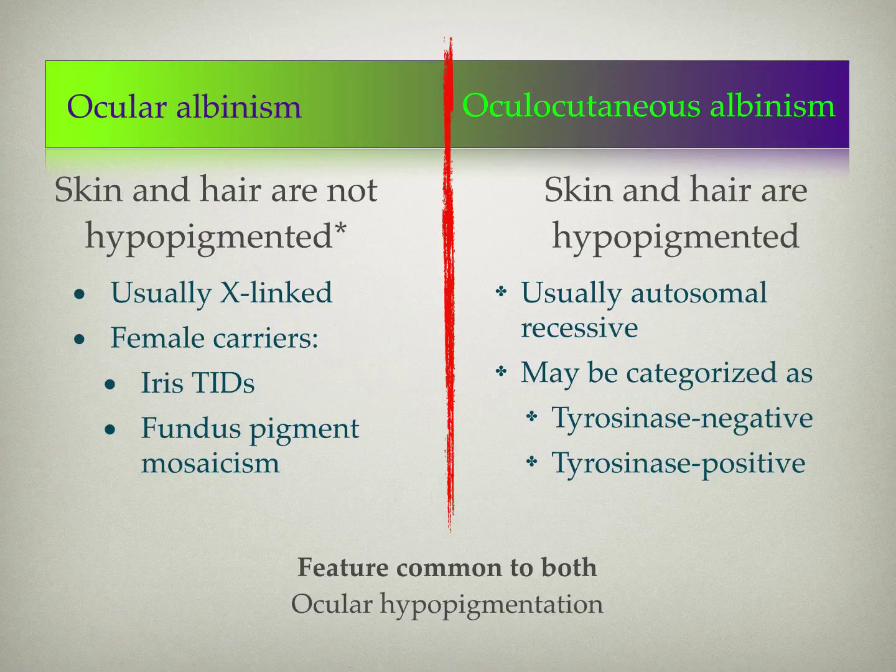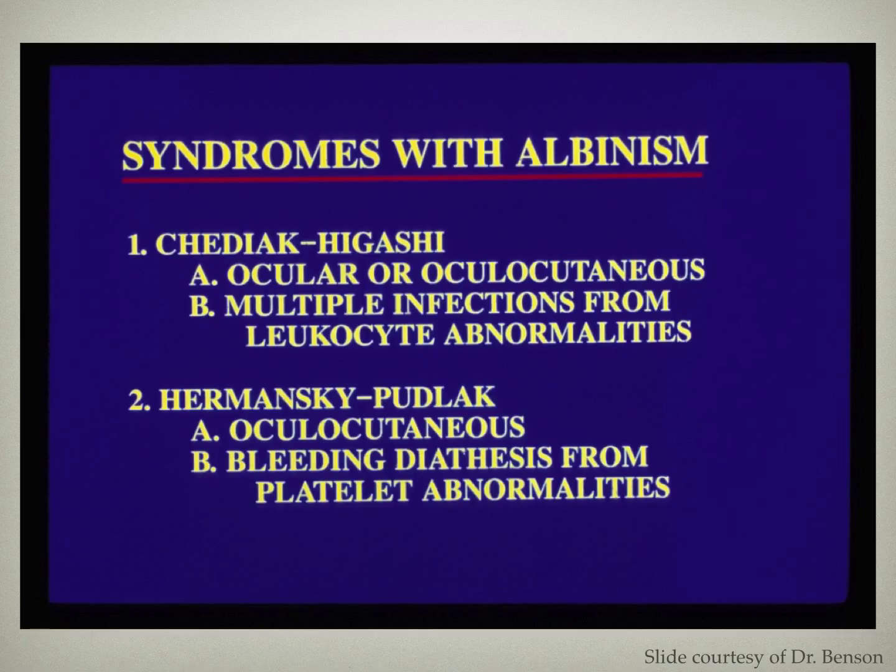I've never liked this categorization, but it's usually autosomal recessive, and then you can break them down into tyrosinase positive and tyrosinase negative. More commonly these days, we're breaking them down not by the enzymes, but by their genetic mutation, and that's not as testable. But what you do need to know, and this is an old slide that was scanned in from Bill Benson, is these two subtypes of albinism.